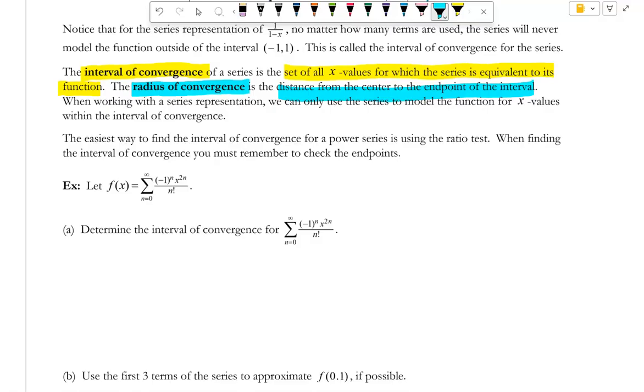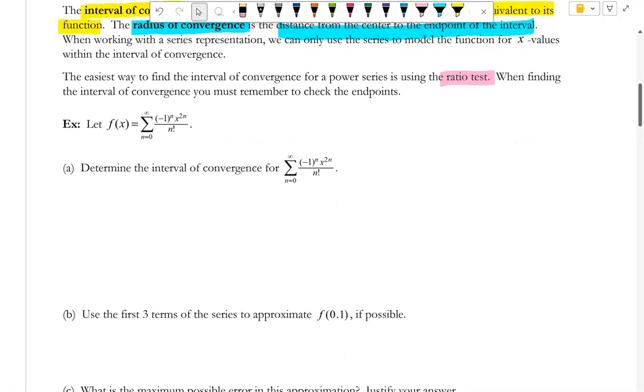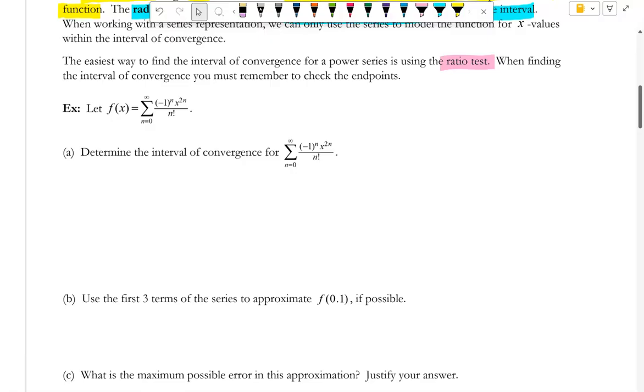And the easiest way to do that, because there are many ways to do it, but the easiest way and a way that works every time, is the ratio test. So when we're finding an interval of convergence, we will use the ratio test. In this first example, notice that we have some unknown function, but we're given its series representation. The first thing we're asked to do is to find the interval of convergence of that series.